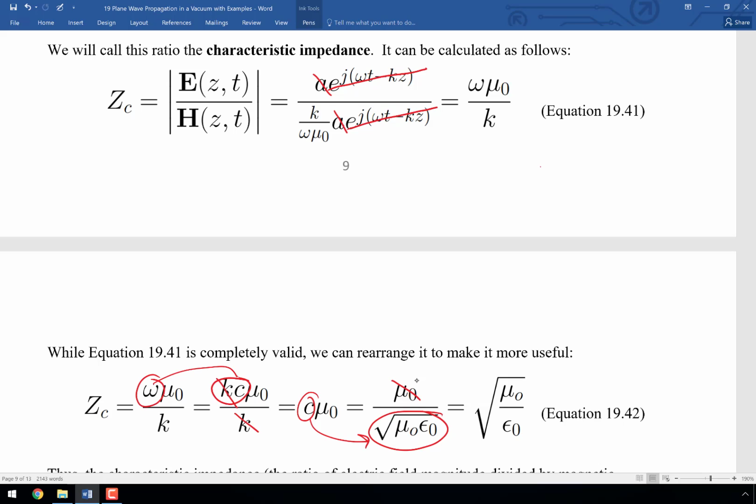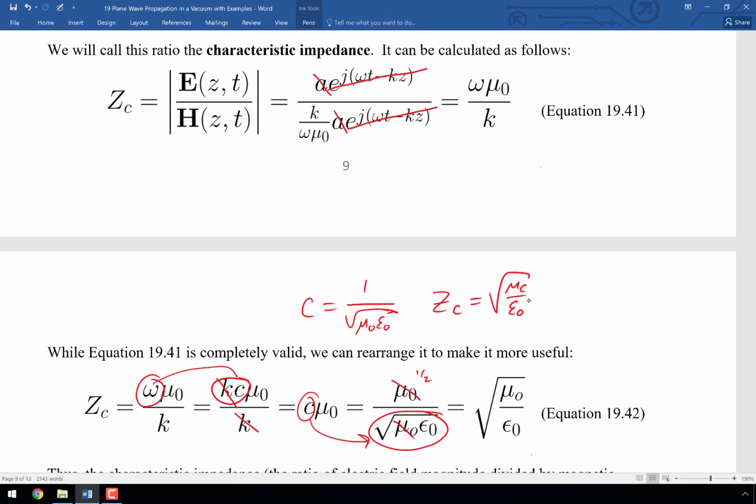Cancel half of this one, so this will become to the 1/2 in the denominator, and we're left with the square root of mu sub 0 over epsilon 0. Let me just remind you that we know that c is equal to 1 over the square root of mu sub 0 epsilon 0, and now we've just discovered that Z sub 0 is the square root of their ratio, of their quotient.